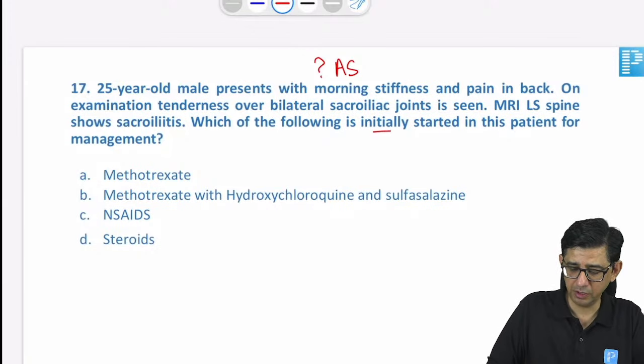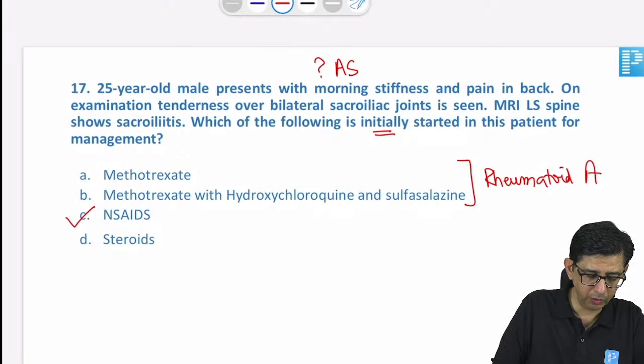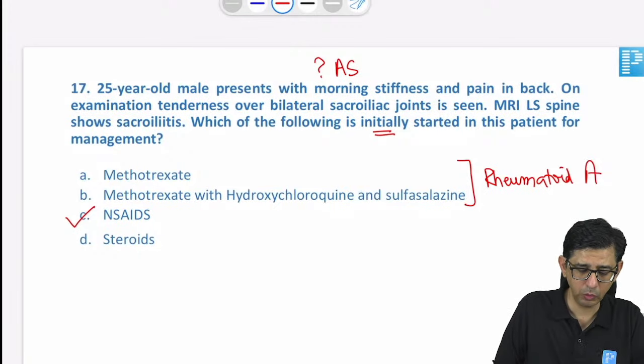He's asking what is the initial treatment for this case. So option A and option B, they are useful for management of rheumatoid arthritis. So for this particular case, it would mainly be NSAIDs, and you can quickly comment in the chat box with respect to what is the drug of choice for management of this condition.